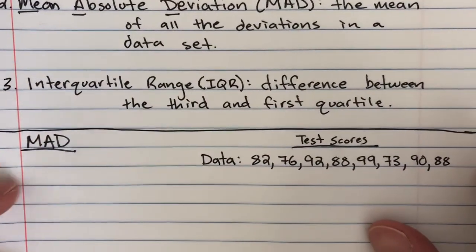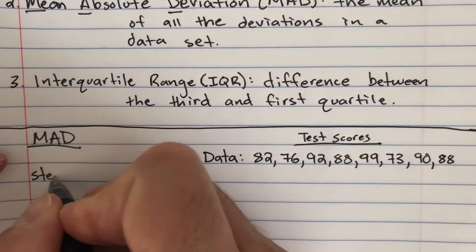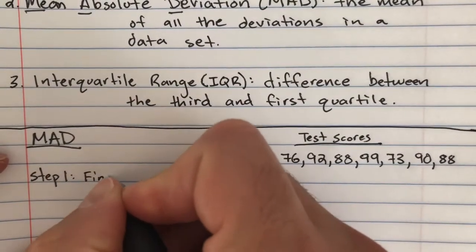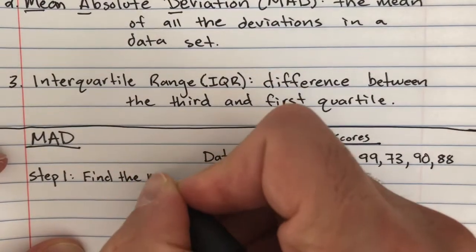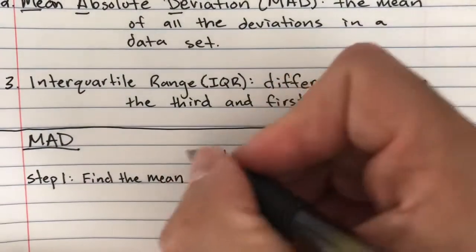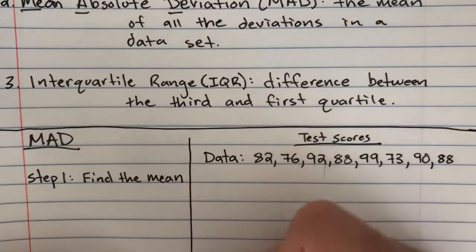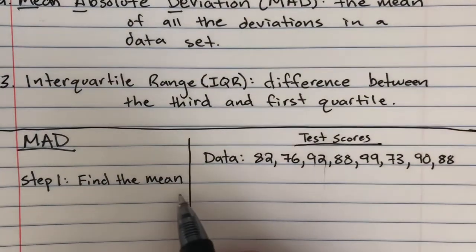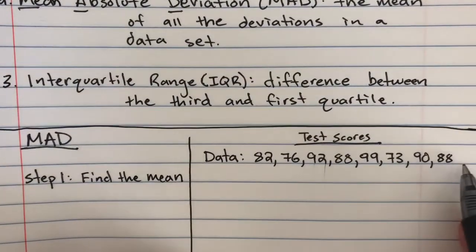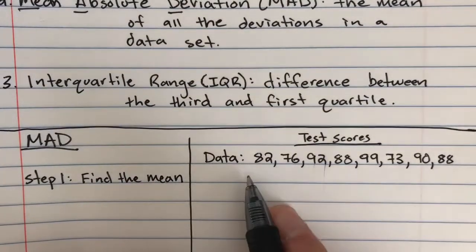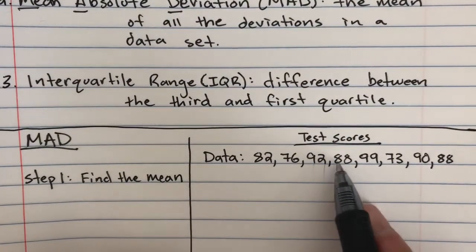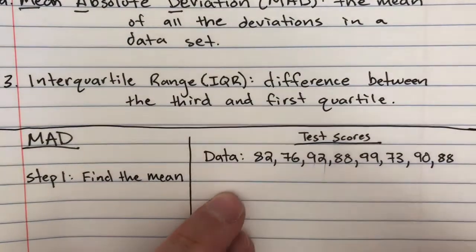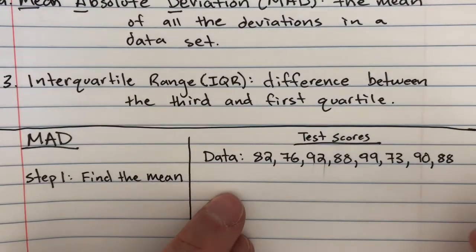The first step when you're finding the MAD is to find the mean. I'm going to put a line here, just like that, to separate. All right, so I'm going to find the mean, which means I'm going to add up all of the values, and then divide by how many there are, and there are 8. Let's see, 1, 2, 3, 4, 5, 6, 7, 8. Absolutely. So I'm not going to take the time right now to add them all up. I guess I will.